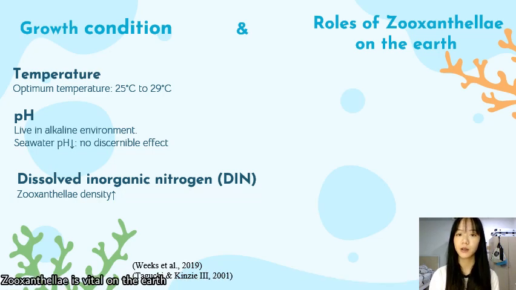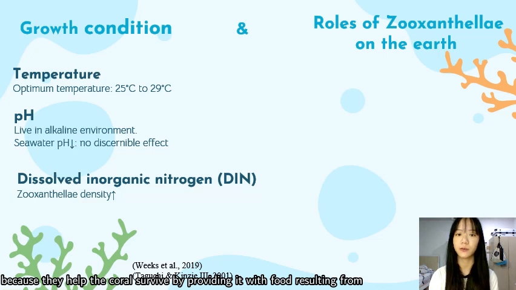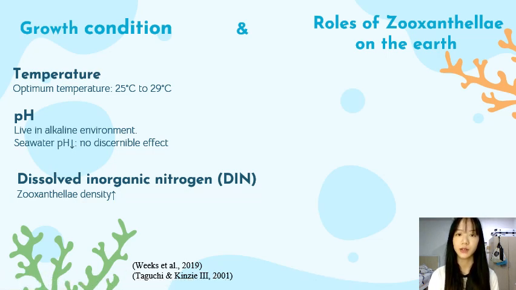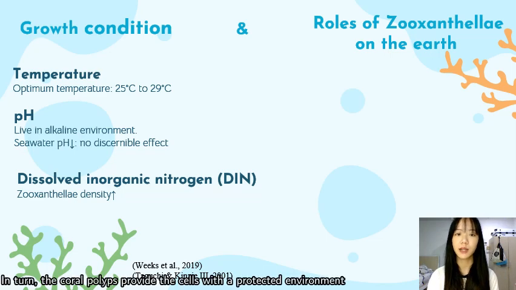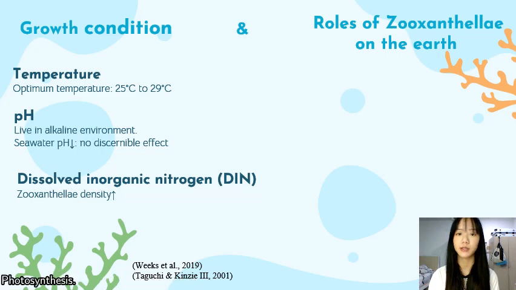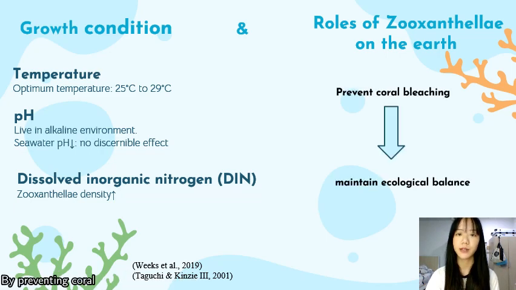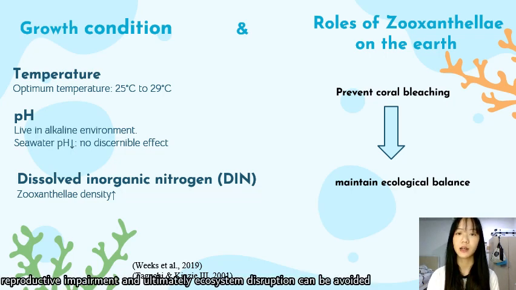Zooxanthellae is vital on the Earth because they help the coral survive by providing it with food resulting from photosynthesis. In turn, the coral polyps provide the cells with a protected environment and the nutrients they need to carry out photosynthesis. By preventing coral bleaching, corals can prevent disease, growth inhibition, reproductive impairment, and ultimately ecosystem disruption can be avoided.